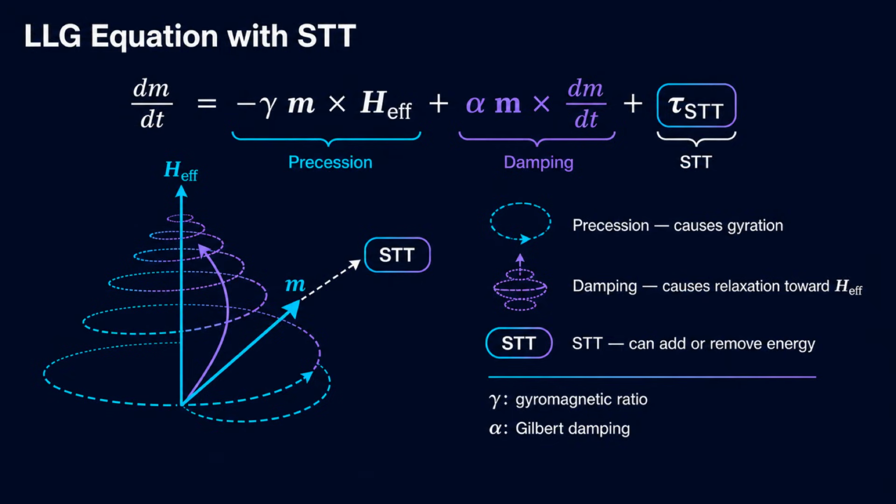Magnetization dynamics is described by the Landau-Lifshitz-Gilbert equation extended with spin transfer torque. The equation has three terms: precession around the effective field, Gilbert damping that relaxes magnetization toward equilibrium, and the STT term. The STT can act as antidamping, adding energy to sustain precession or drive switching when current exceeds the critical value.